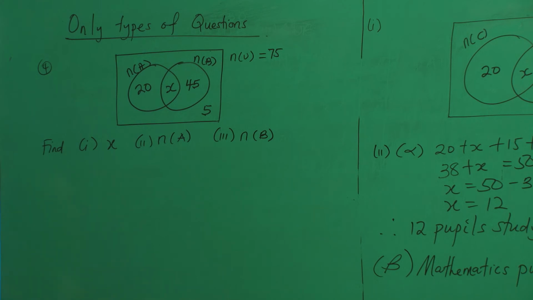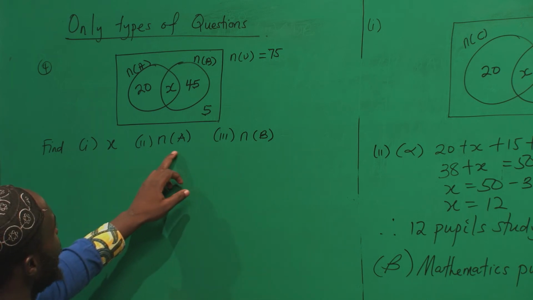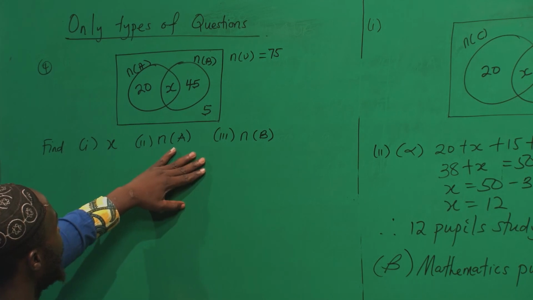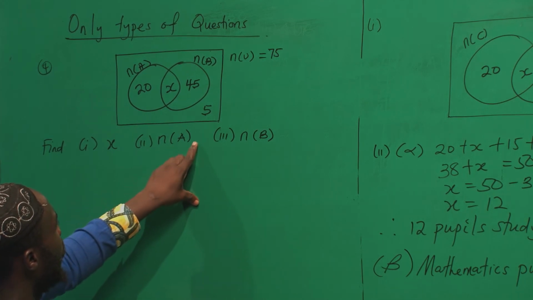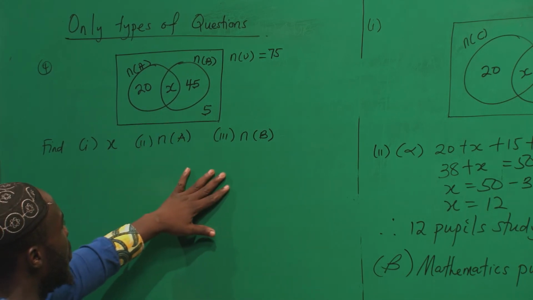Okay, questions like this can also be given. Then you'll be asked to find X, n of A, n of B. Mind you, if they say n of A, meaning they are looking for the raw question of A. If "only" is added, then you know that it is only.